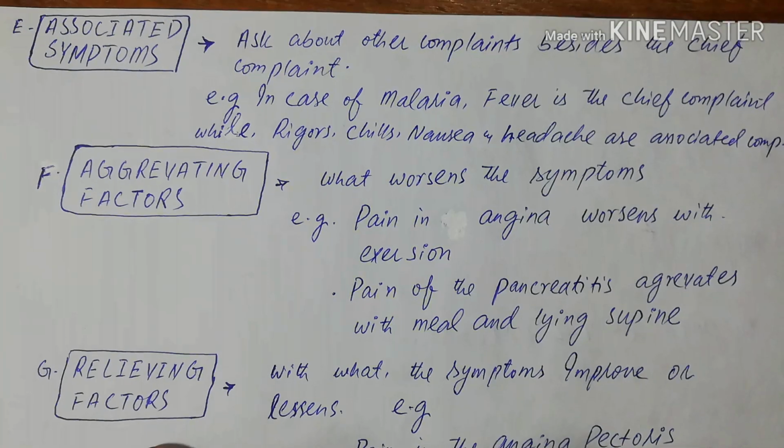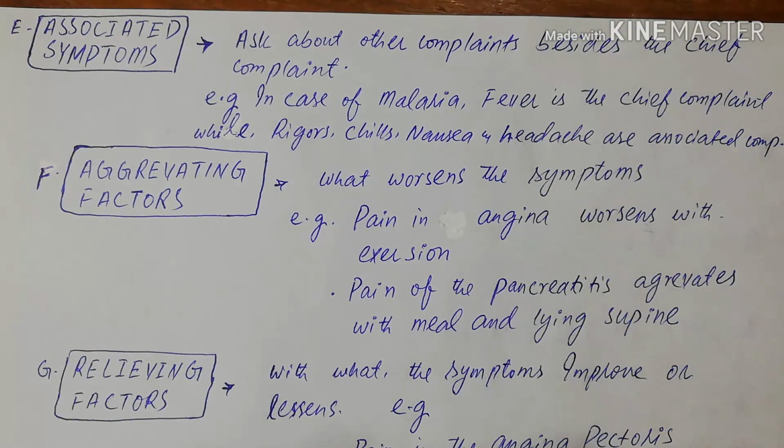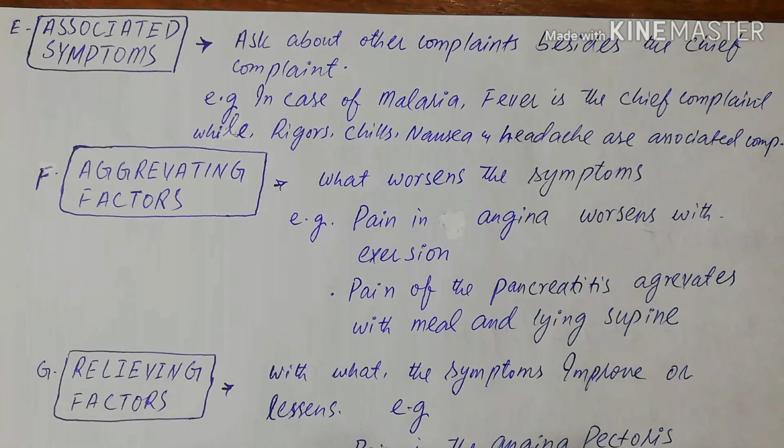The A stands for the associated symptoms. In this we ask about the complaints besides the chief complaint that are narrated by the patient. For example, in case of malaria, fever is the chief complaint, while rigors, chills, nausea and headache etc. are associated complaints along with the fever.